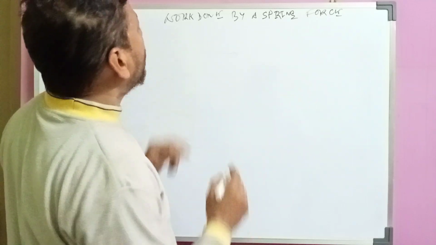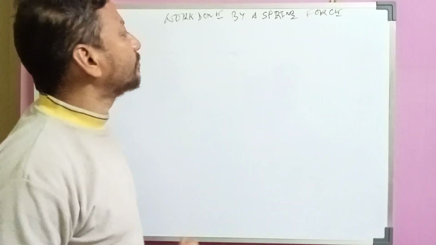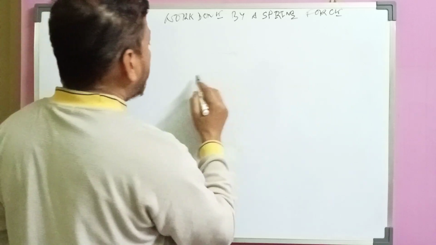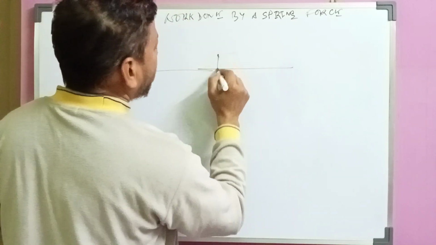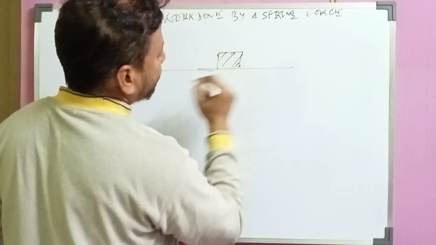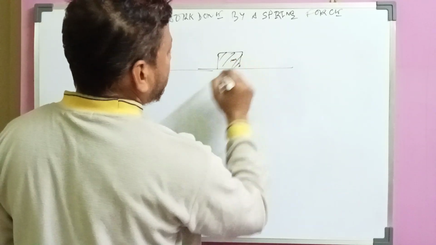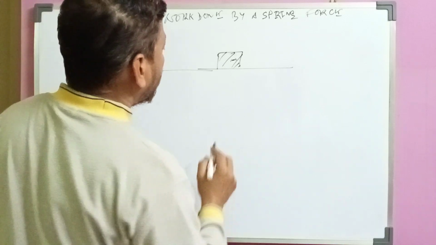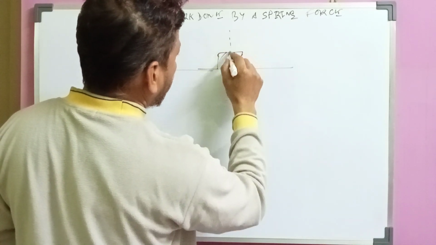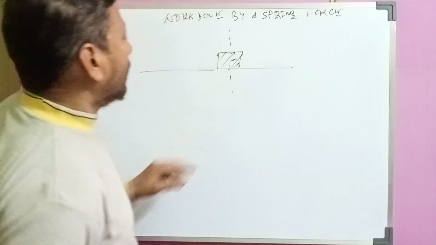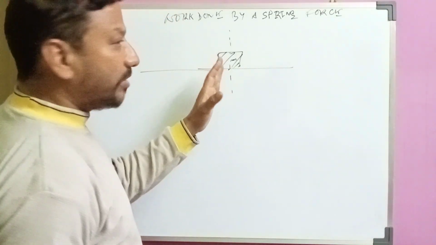Now we'll do work done by a spring force. Let it be a plane, and the block is here. This is mass m. Now this is axis 0. Let it be this point. From here, right now, it is in this scenario.